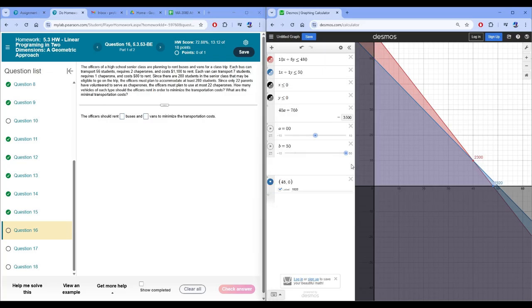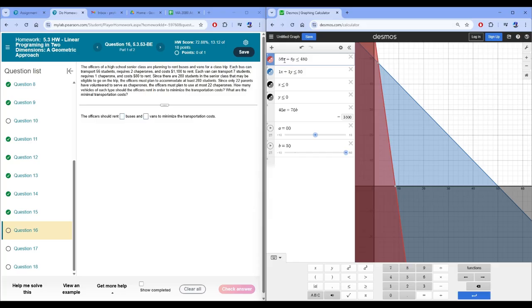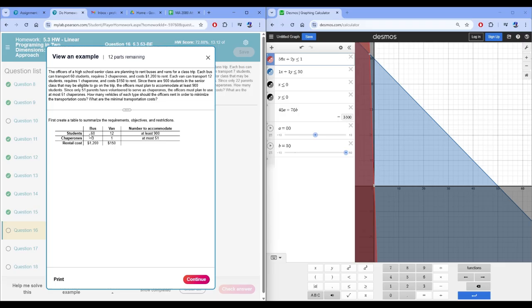Okay, now this is a real life example, right? So we're going to kind of go through this in a way. Each bus can support 56 students, and 2 chaperones. And costs 11. Yeah, I want this example. So students, 56x, that's what it was. It was like 12y.